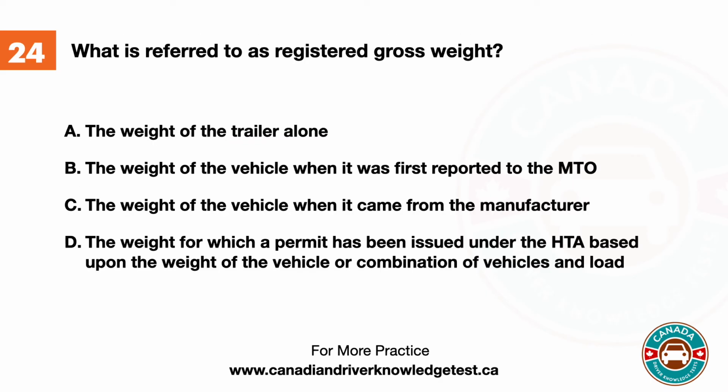Question 24. What is referred to as registered gross weight? A. The weight of the trailer alone. B. The weight of the vehicle when it was first reported to the MTO. C. The weight of the vehicle when it came from the manufacturer. D. The weight for which a permit has been issued under the HTA based upon the weight of the vehicle or combination of vehicles and load. The answer is D.